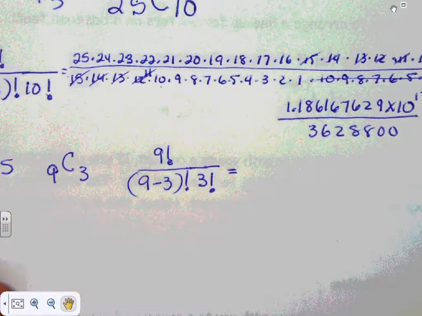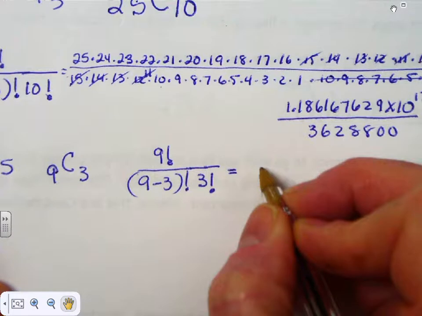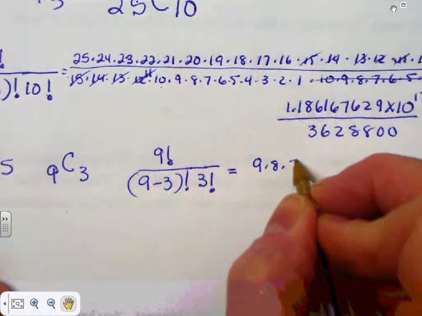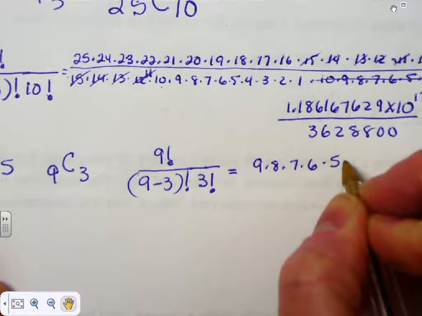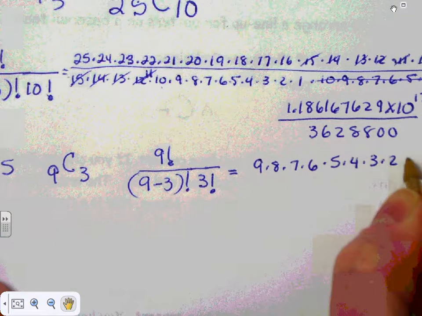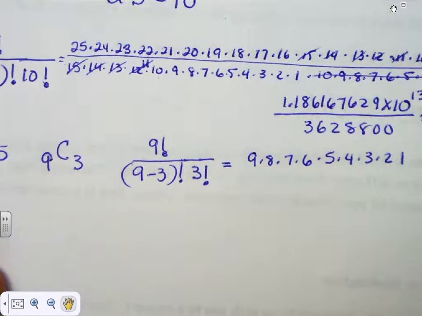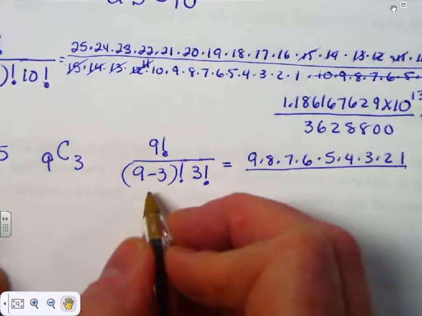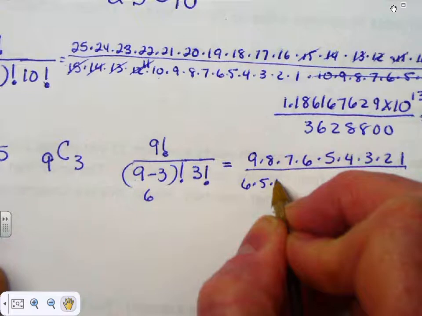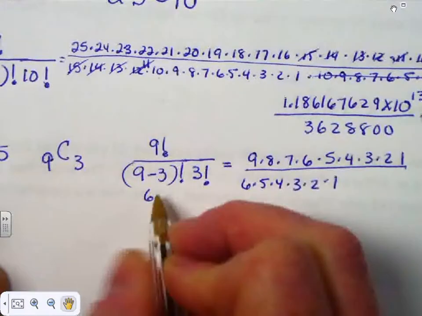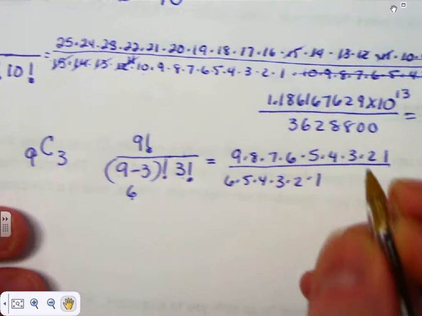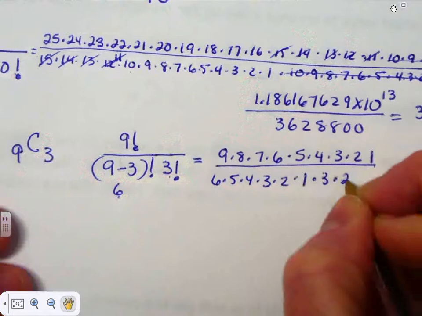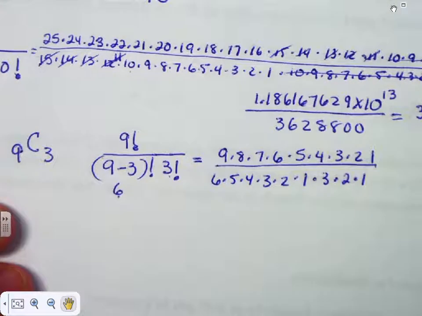So we're going to write out our values, okay? On the top, you have a 9, an 8, 7, 6, 5, 4, 3, 2, 1. All of those are multiplied together. And on the bottom, what's 9 take away 3? 6. So I have to start at 6. 6, 5, 4, 3, 2, 1. That's just the part in the parentheses, right? Then I have to do the 3 factorial. So that's a 3, a 2, and a 1. Are you with me? Yes.